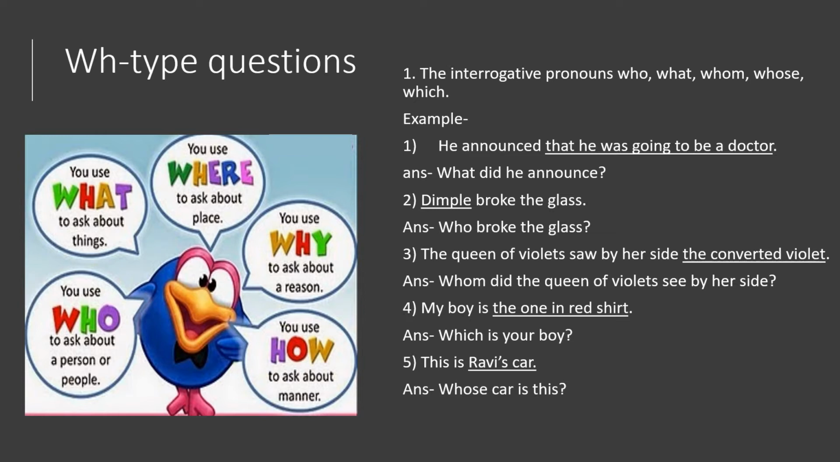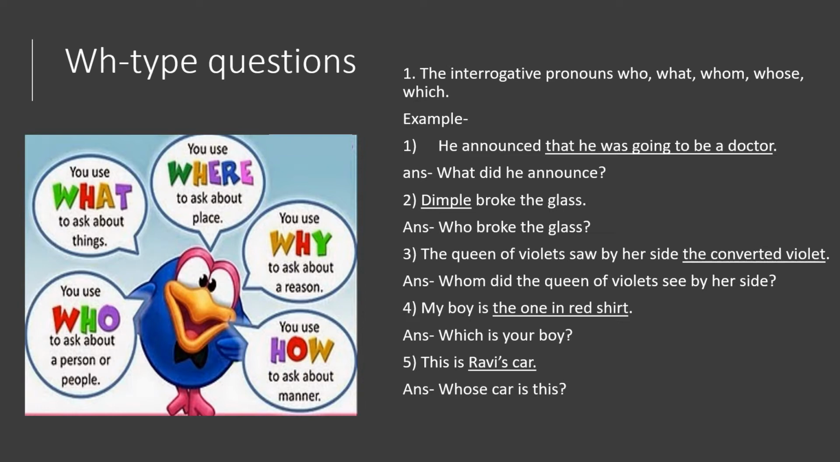Second, Dimple broke the glass. Who broke the glass? Dimple broke the glass. Third, the Queen of Violets saw by her side the converted violet. Whom did the Queen of Violets see by her side? The converted violet.